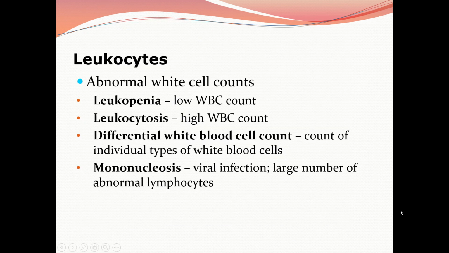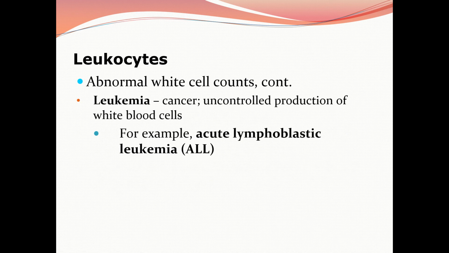Sometimes there are abnormal white blood cell counts. Leukopenia is a low white blood cell count. Leukocytosis is a high white blood cell count. Differential white blood cell count is a count of the individual types of white blood cells. Mononucleosis is a viral infection, and it has a large number of abnormal lymphocytes. Leukemia is a cancer, which is an uncontrolled production of white blood cells.